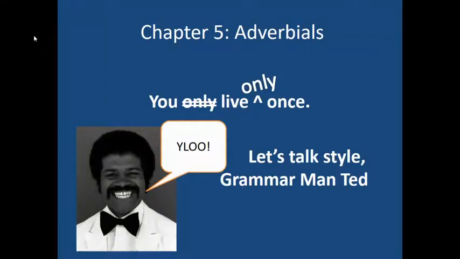So today we're going to take a look at dangling and misplaced modifiers. In order to do that, we're going to have to talk about style with an adverbial. We're going to return to our phrase, "you live only once," and we'll talk about how we actually get there. So follow along.